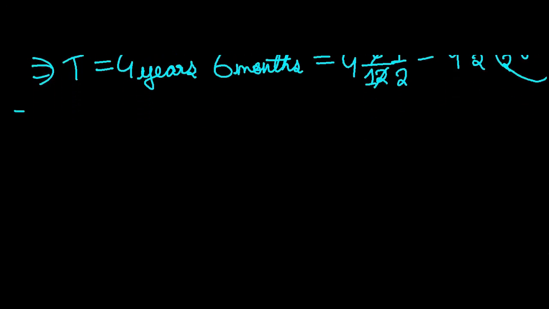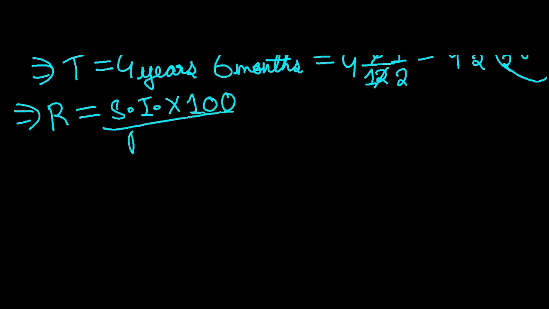And now we have to find the rate. So the formula for rate is R is equal to SI into 100 by P into T. Friends, if you want to know how to find this formula, you can refer to my last video also.